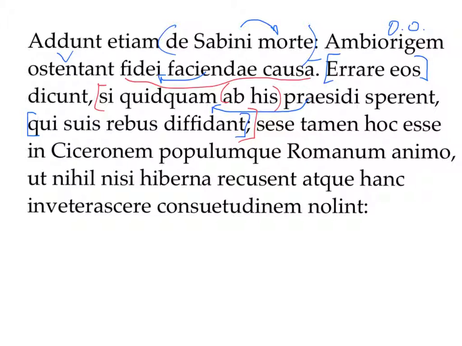Now if we keep going, we see se tamen hoc esse, and immediately we think we probably have an indirect statement with se and esse right there. And I think that's going to prove true. Here we have our subject and our verb.